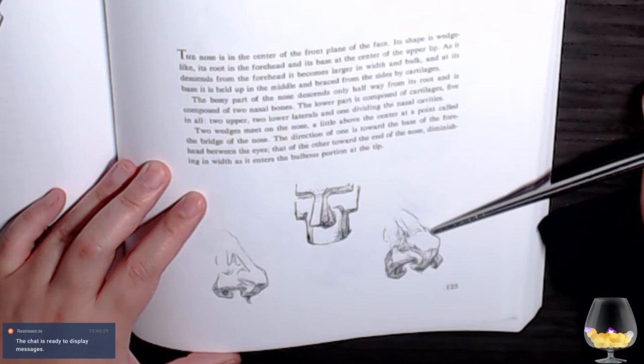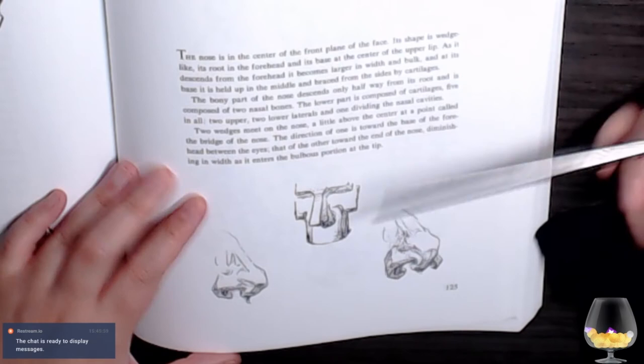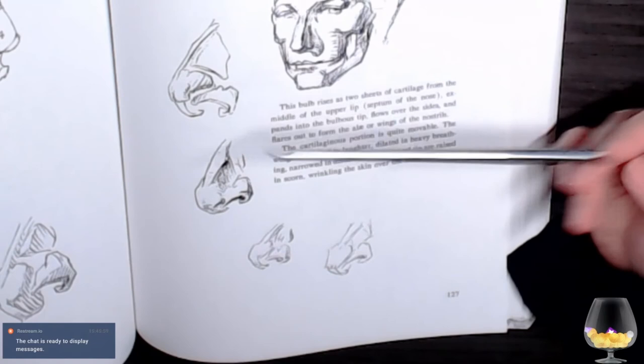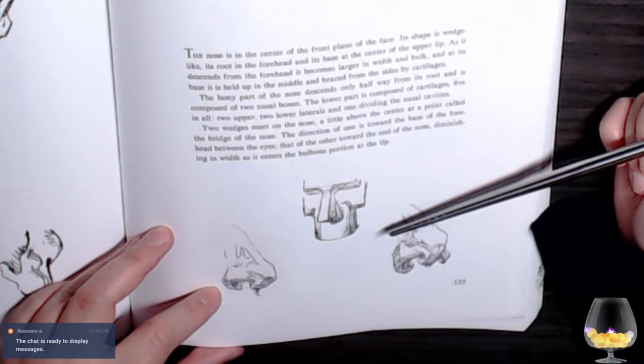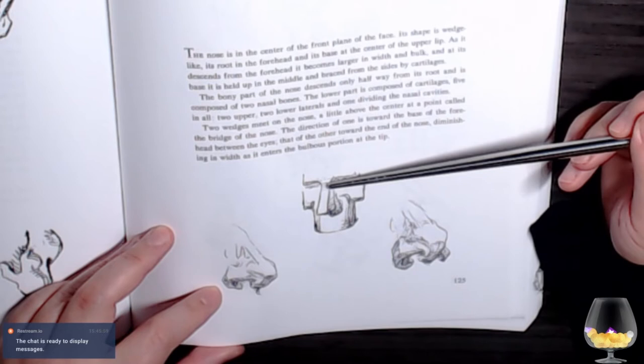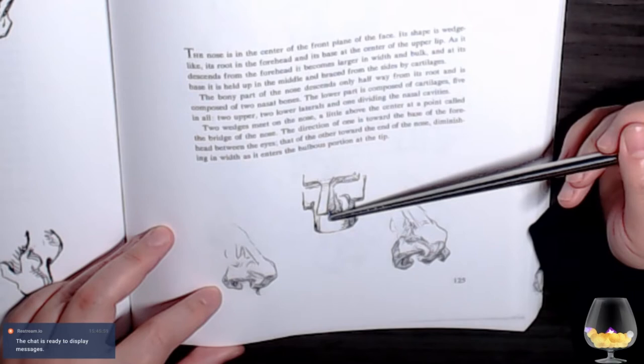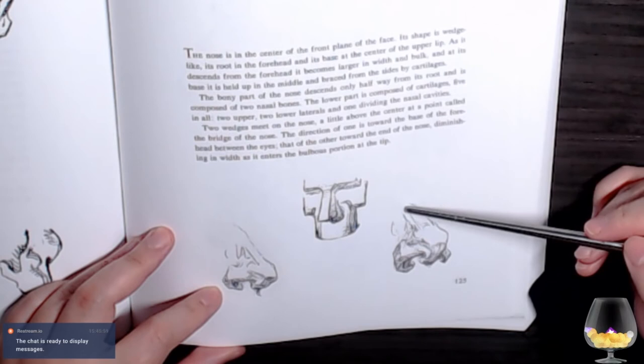Okay, so how do we break all of this that we just read down into these three illustrations that he gave us? Well, he also gave us a few other things here. So the nose is at the center of the plane, so that's what this is. Its shape is wedge-like, its root in the forehead, so it's talking about this root, and the base at the center of the upper lip, here. As it descends from the forehead, it becomes larger in width and bulk, so it's sort of like a pyramid, like this.